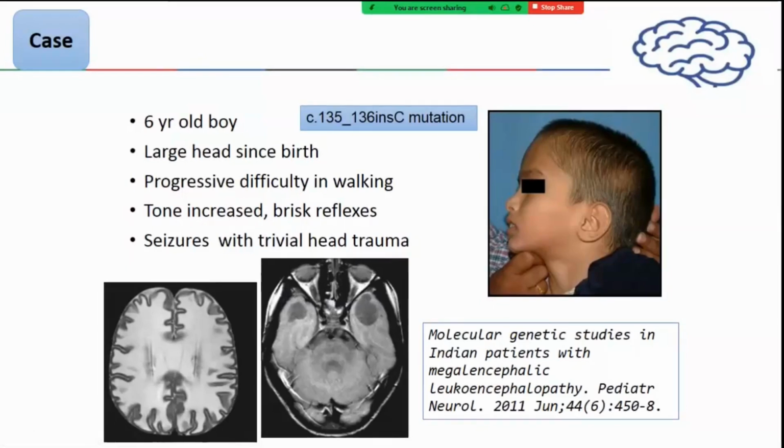And importantly, this is commonly seen in the Agarwal community. There is a founder mutation here, which is seen in almost 100% of patients if they are originating from the Agarwal community. So here, the targeted test is doing this particular mutation first. If it is negative, then you go further. Based on the clinical examination, you get clues, and then you do the investigation accordingly.